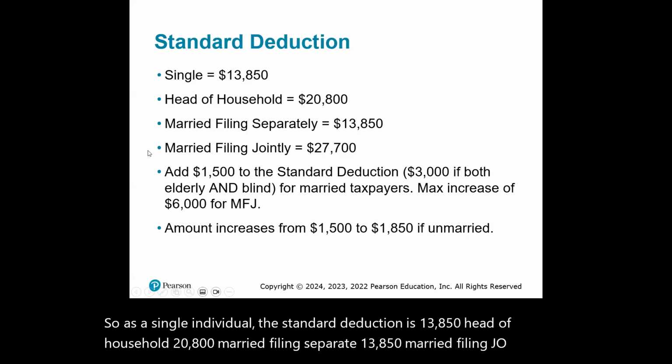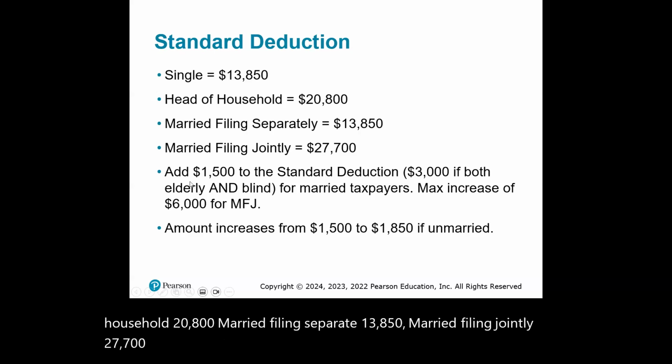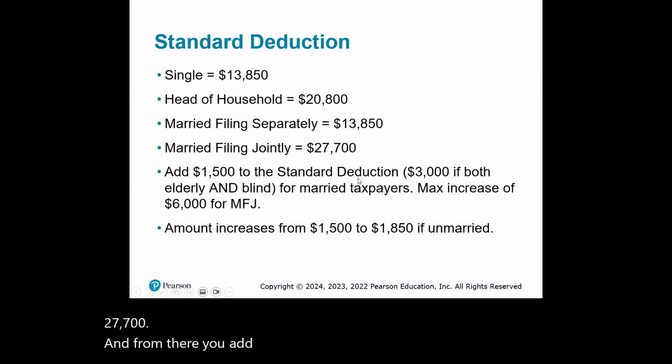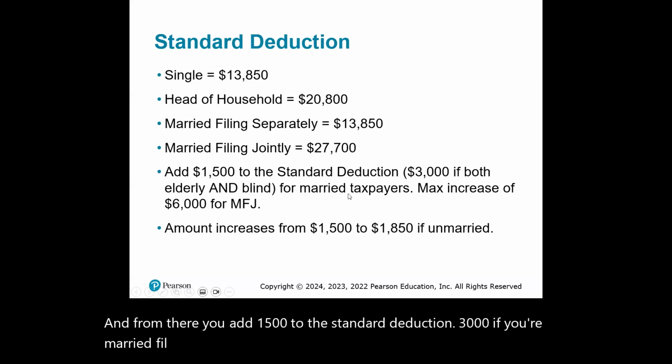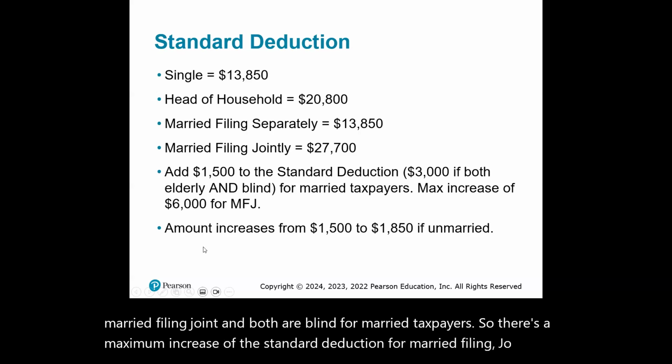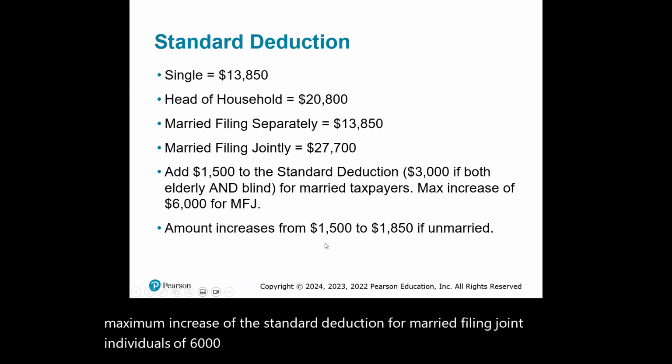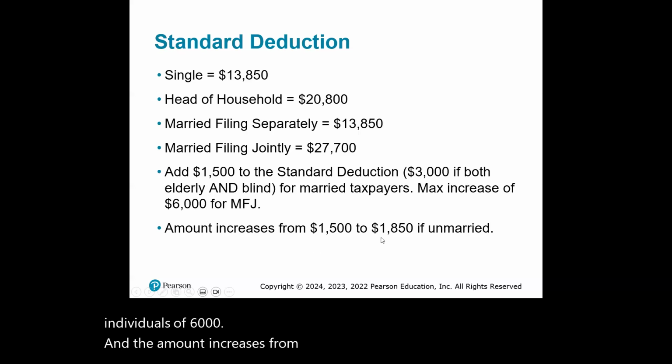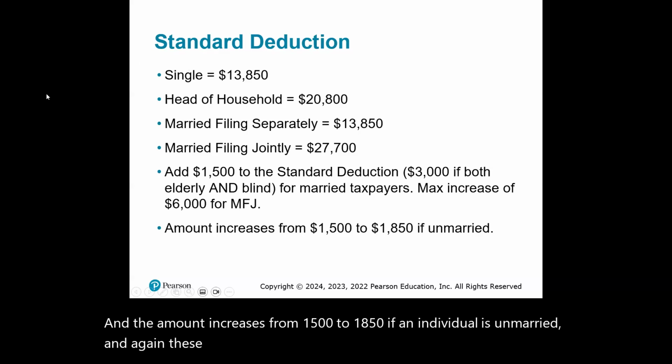And from there, you add $1,500 to the standard deduction, $3,000 if you're married filing joint and both are blind for married taxpayers. So there's a maximum increase of the standard deduction for married filing joint individuals of $6,000. And the amount increases from $1,500 to $1,850 if an individual is unmarried. And again, these are the standard deductions for 2023, and it increases for inflation each year.